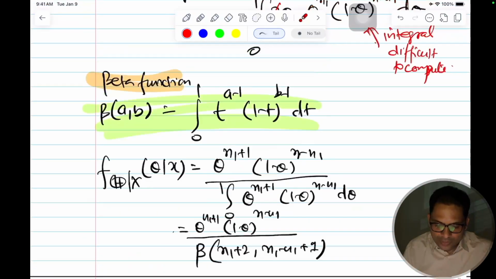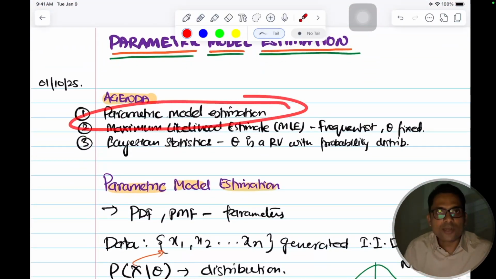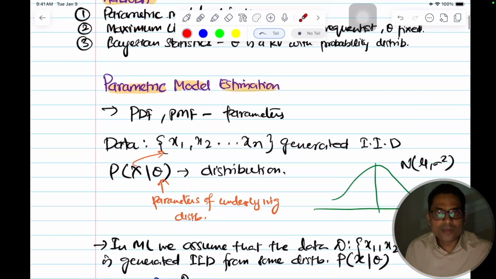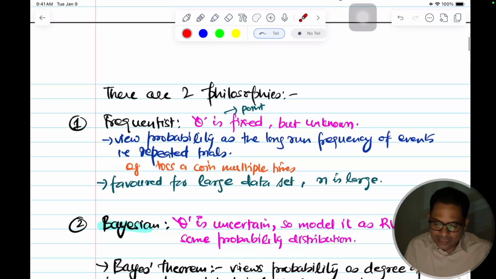We spent a lot of time, so I'll just quickly do a recap and then we're done. We are doing parametric model estimation. What does that mean? That we want to estimate the parameter of the model given the data. And there are two philosophies. One is the frequentist, which says that theta is fixed but unknown, and probability is the long run frequency of repeated trials. It is favored when the data set is large.